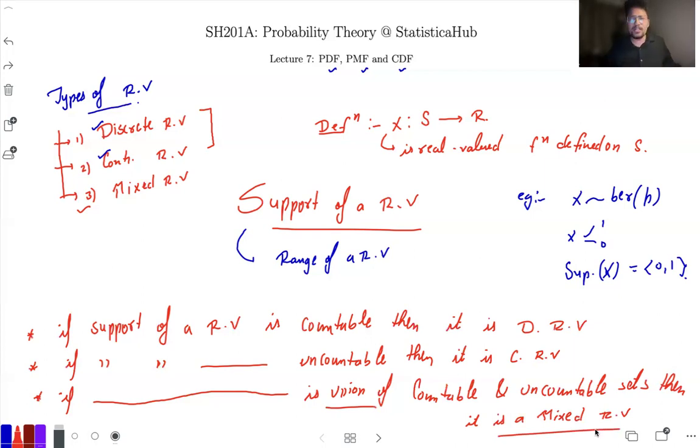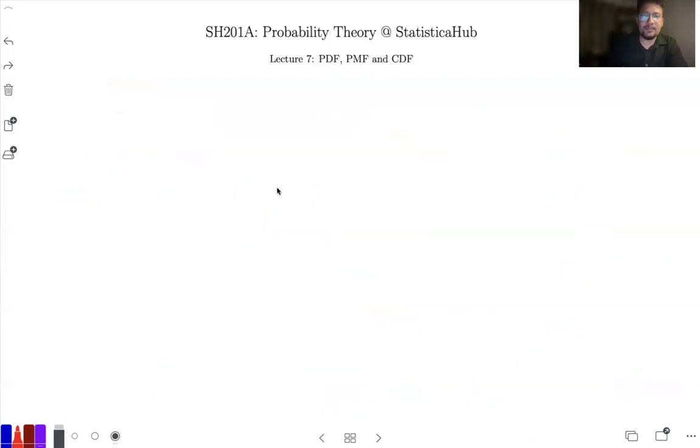Now let's try to understand the meaning of this countable thing. How do we get to know that the set we are defining is a countable set? On that particular part, let's come to the countability of a set.